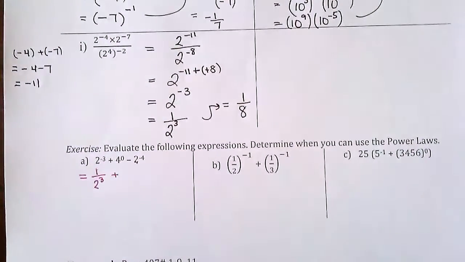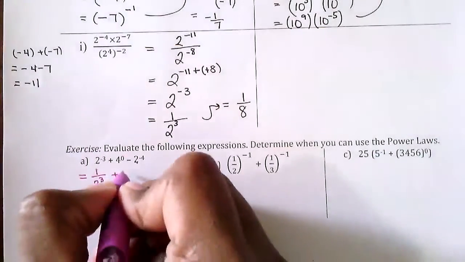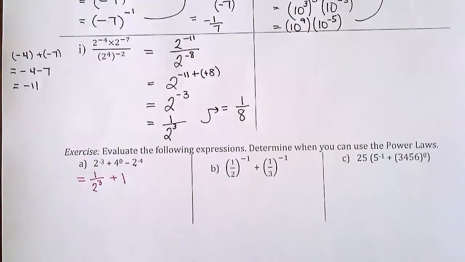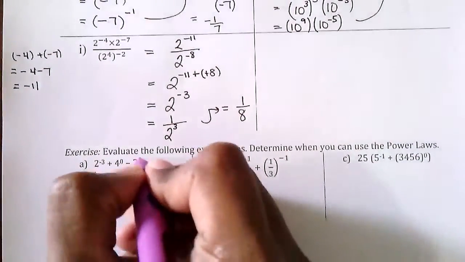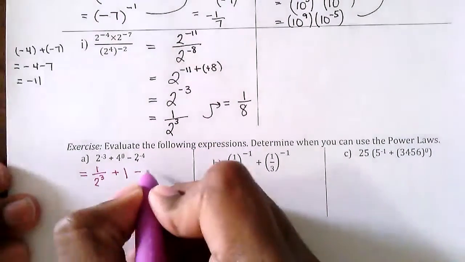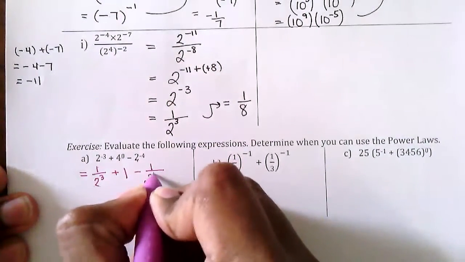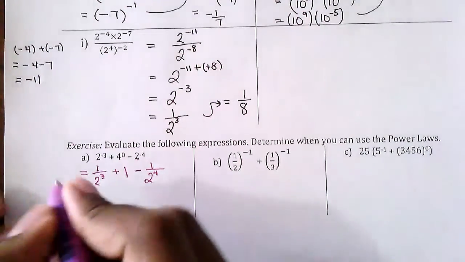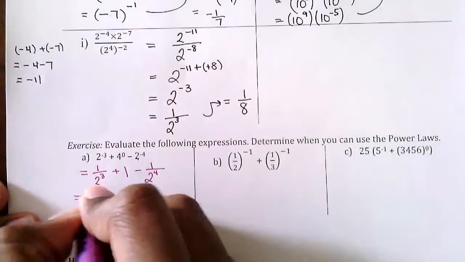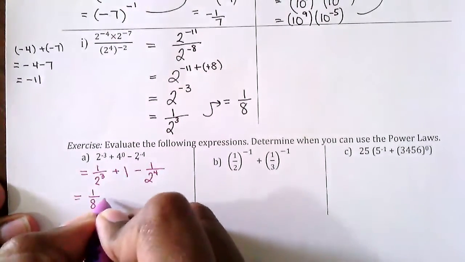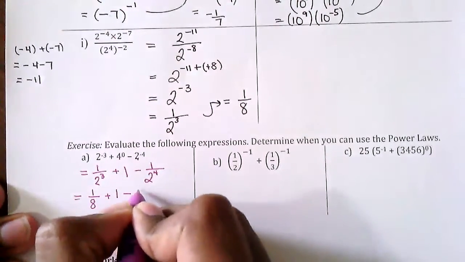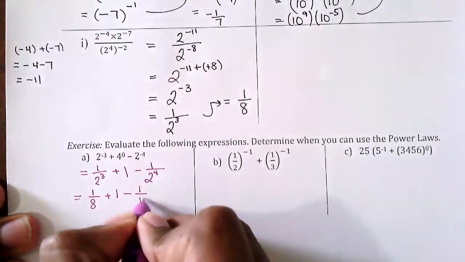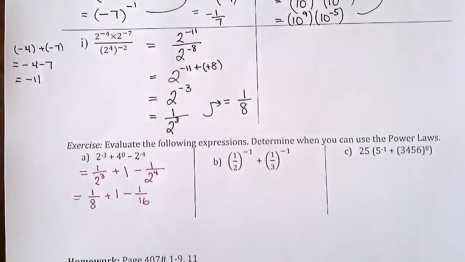Plus 4 to the 0 is just 1. We know that that's another definition. Anything to the power of 0 is 1. Minus 2 to the power of -4. Again, that can be rewritten as 1 over 2 to the 4. So yes, using those rules, we were able to simplify, but now we need to keep solving it. So 1 over 2 to the 3 is just 1 over 8, plus 1 minus 1 over 2 to the 4 is 16. I have an addition of fractions.